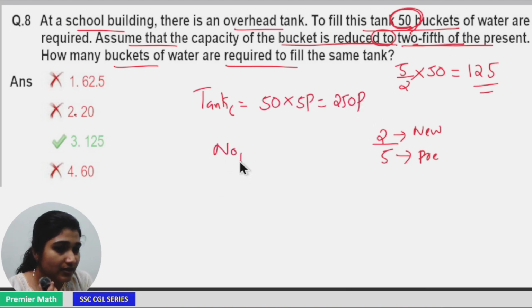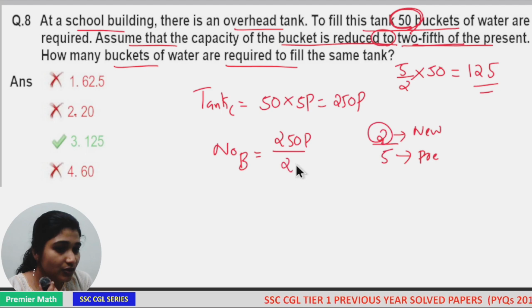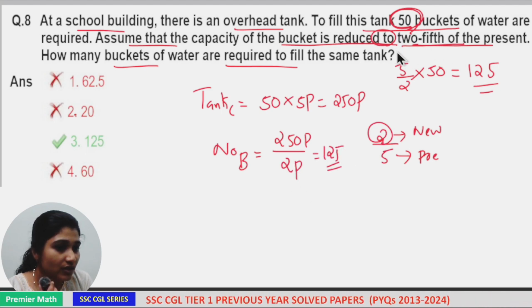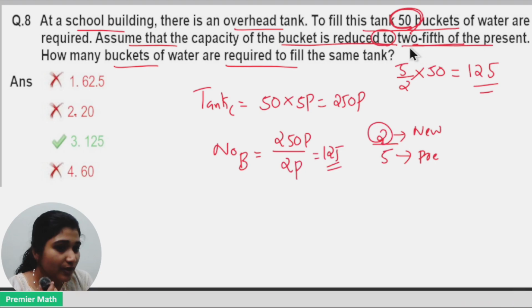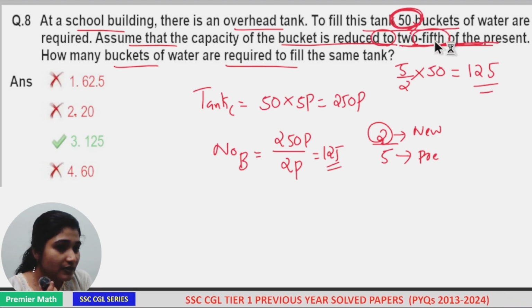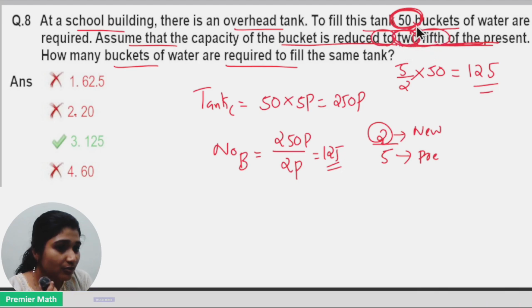Then the number of buckets needed is equal to the capacity of the tank divided by the new assumed capacity, 2 parts, which means 125 buckets needed. If you look at this, the capacity of the bucket reduced to 2/5 of the present means 5 parts is the present capacity, and the capacity of the tank is 50 buckets, means 50 into 5, 250 is the capacity of the tank. So 250 by the new assumed capacity 2, means 250 by 2 is equal to 125 buckets.